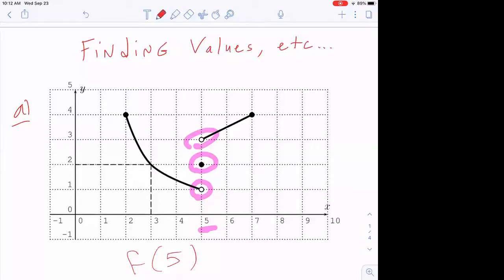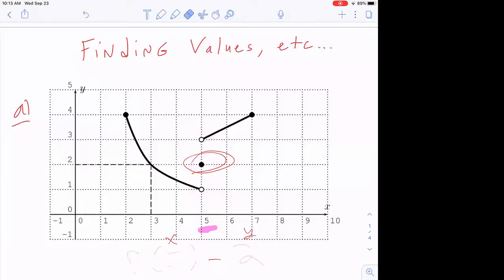I did not get the number 3. You can't say, oh, I got 1, 2, and 3. No, you didn't. Remember, you cannot plug in an x and get more than one y value. You only get 1, and the one you get is right there. When I plug in x is 5, I get y equal 2. Okay, so this is how you find the values of the graph.